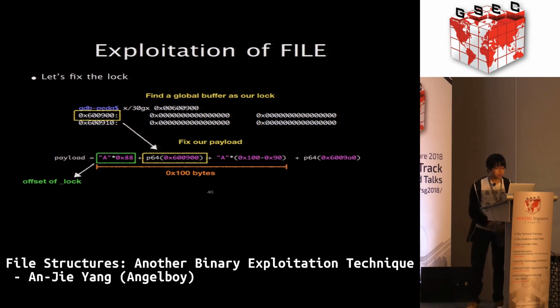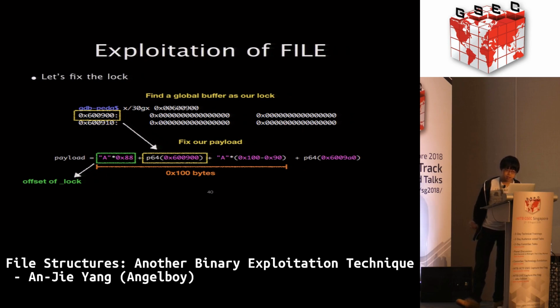So we use a global buffer in the BSS section as our lock and reconstruct our payload, so that the pointer could point to the global buffer. The global buffer is used because it is writable even though it is initialized with RELRO at the beginning of the program. In the end, our payload will look like the diagram in this slide. RELRO XAA is the offset of the lock.